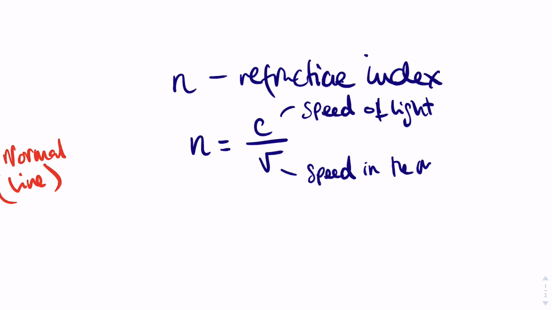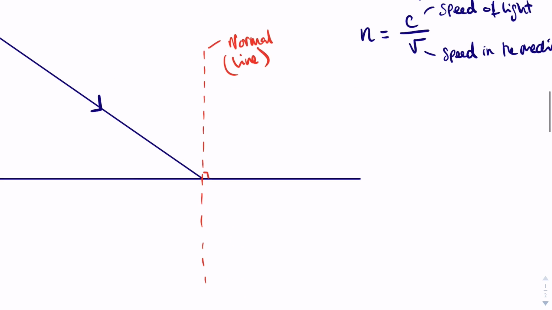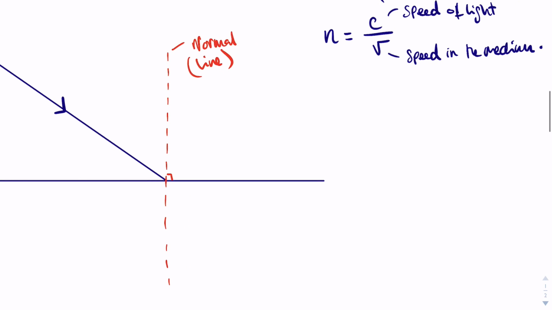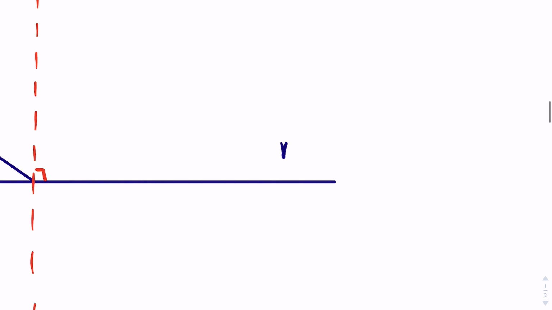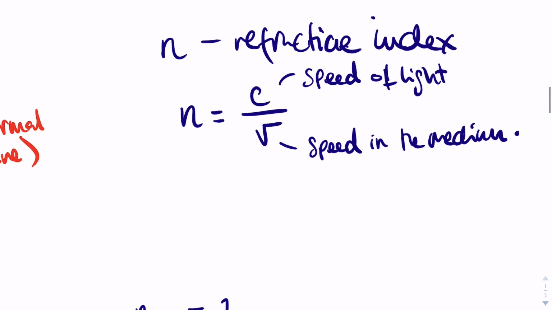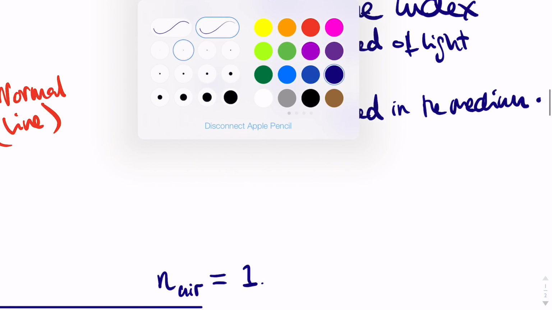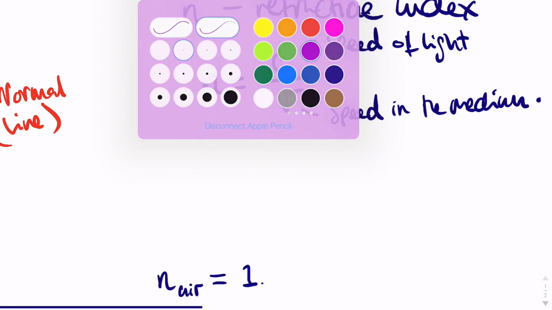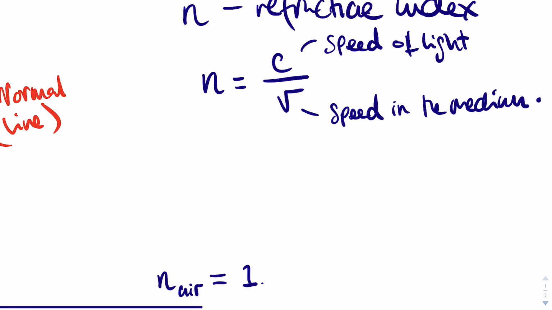So I can label c as my speed of light, and this is my speed in the medium. What do I mean by medium? By medium, I just mean a substance, either air or glass or water. So let's label this as n air, and we know the refractive index of air is simply 1.